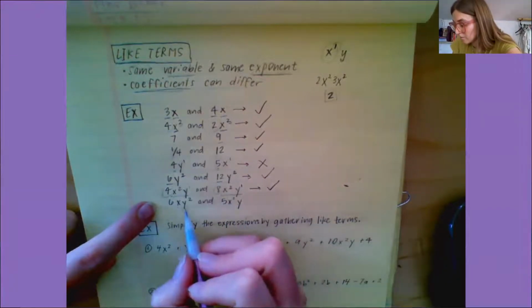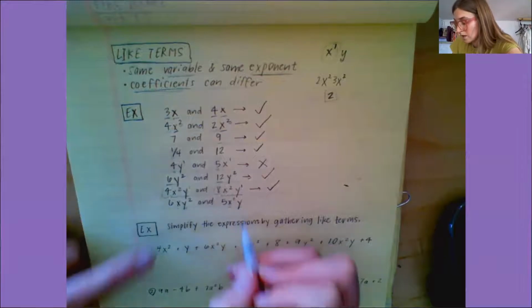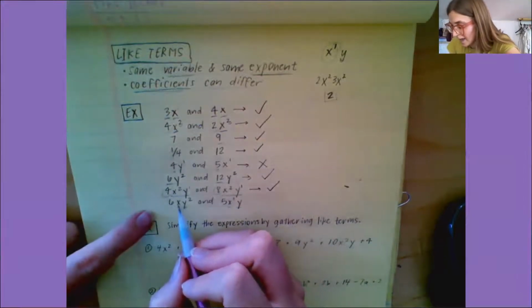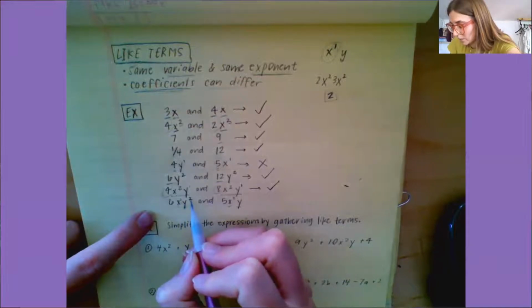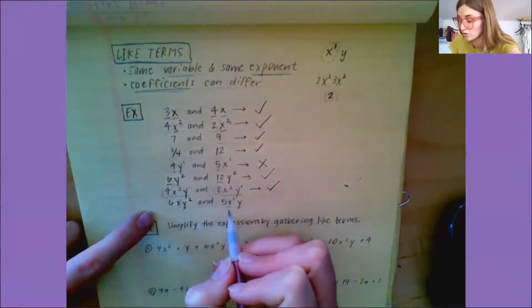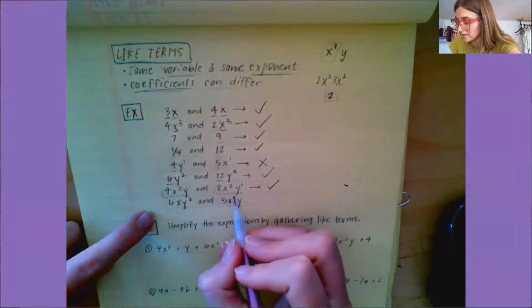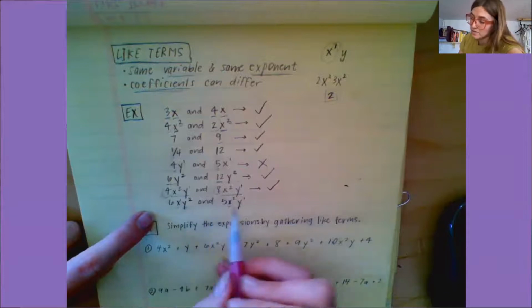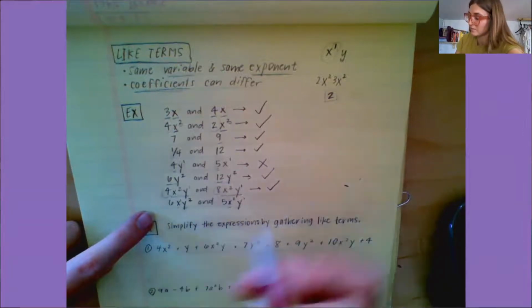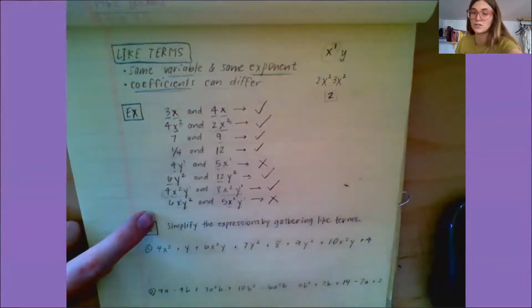Now we have 6xy squared and 5x squared y. So we still have the same variables, we have x and y. However, this time, the x is raised to the first power, and the y is raised to the second power. And then in this second term, x is raised to the second power, and y is to the first. So they are different exponents, different coefficients. These are not like terms.